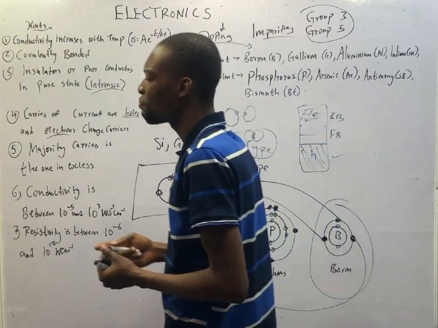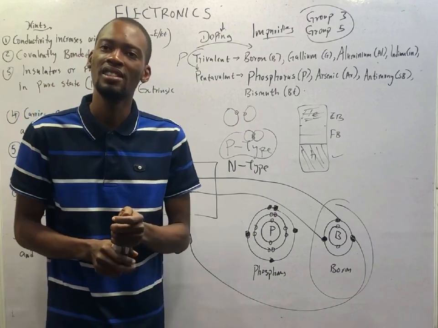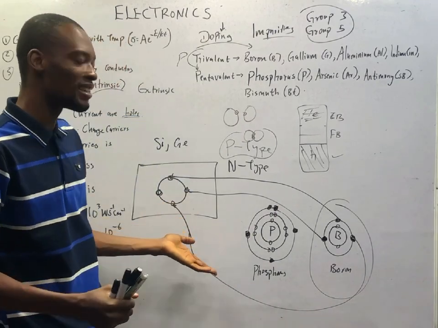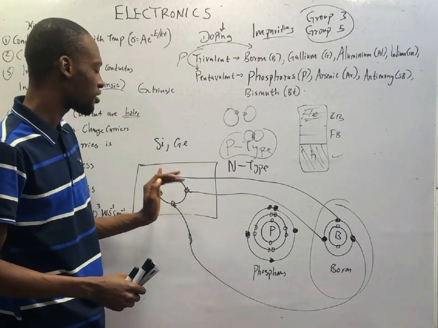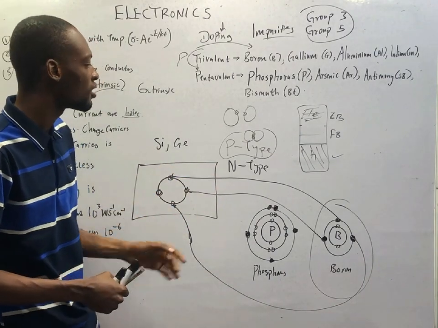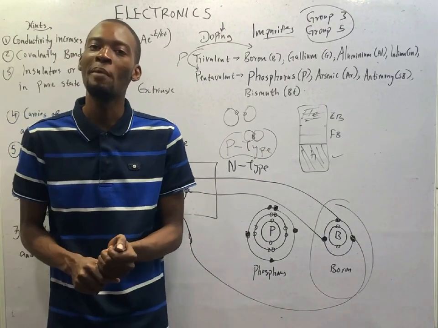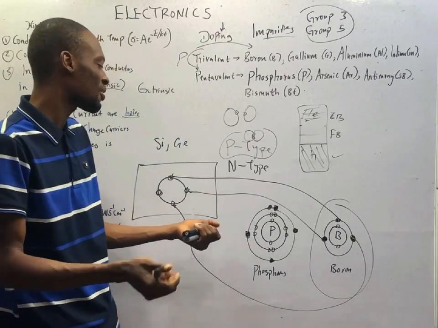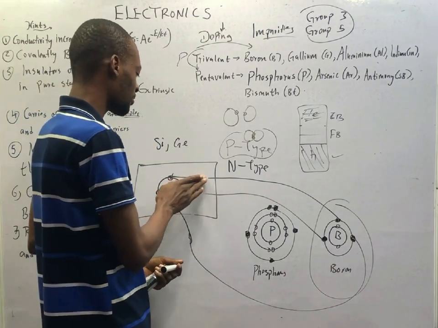Now, in a p-type semiconductor, what is in excess and what is deficient? In this case, you see that we still have an extra hole. For p-type, holes are more than electrons, so holes are majority carriers and electrons are minority carriers. Now let's do something else.